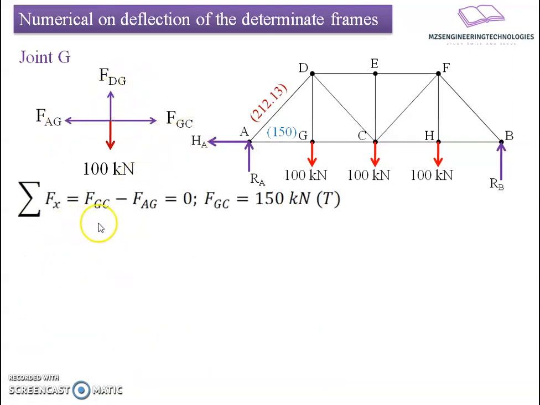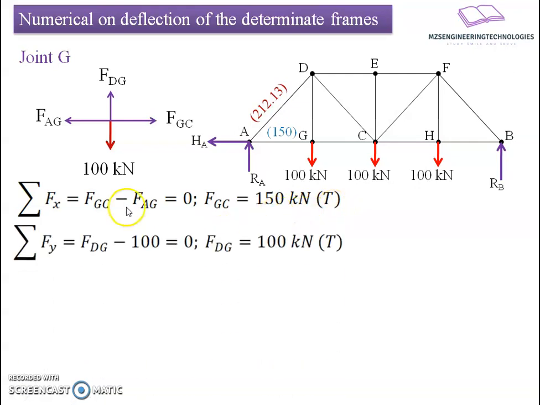If I take summation of forces in the horizontal direction, it will be FGC minus FAG equals 0. FGC is equal to 150 kilonewton tensile in nature. FDG minus 100 is equal to 0. It results in FDG equal to 100 kilonewton tensile in nature. I will put these two forces in the picture for ready reference.